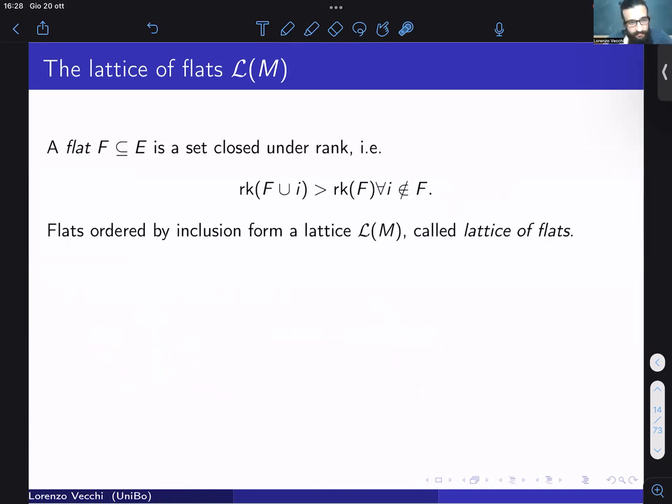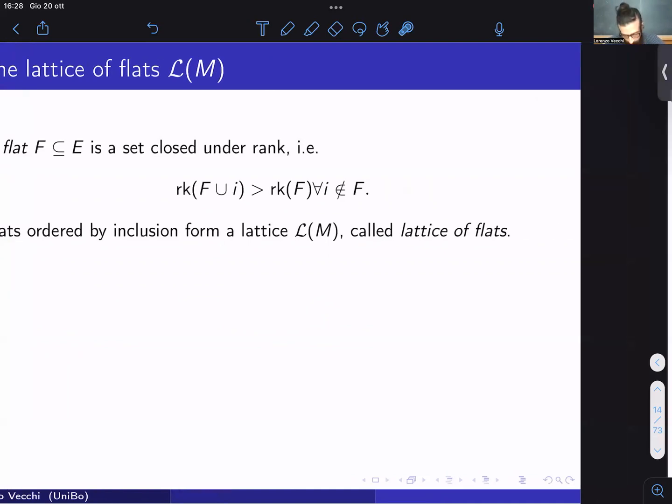Okay, I need one last definition from matroid theory, which is what a flat is. A flat is a set closed under rank, which means that every time I try to add an element that was outside the flat, the rank increases. And so we have a rank function. We can compute it on the matroid, and then we can find the family of all flats, and we can order it by inclusion. And then we have a remarkable theorem, in my opinion, that states that this poset that we are forming is actually a lattice. I'm going to denote it curly L and call it the lattice of flats of the matroid.